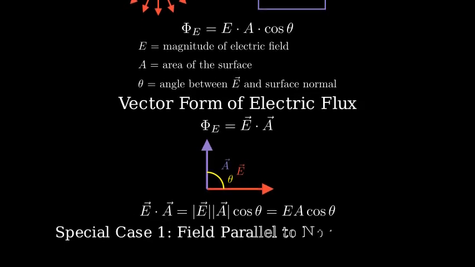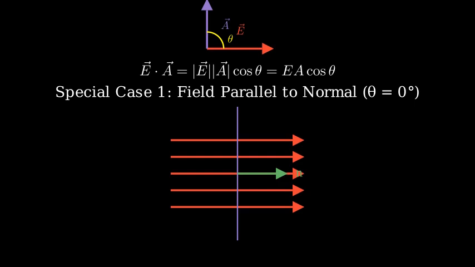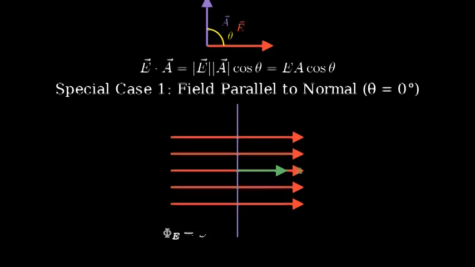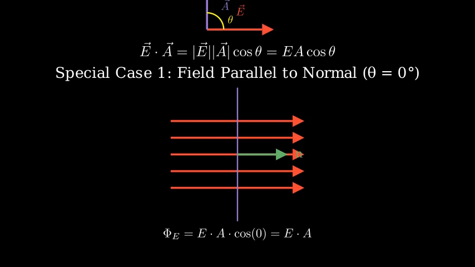Case 1. When the electric field is parallel to the normal of the surface, theta equals 0 degrees, and cosine of 0 is 1. This gives us the maximum flux. Phi equals E times A.